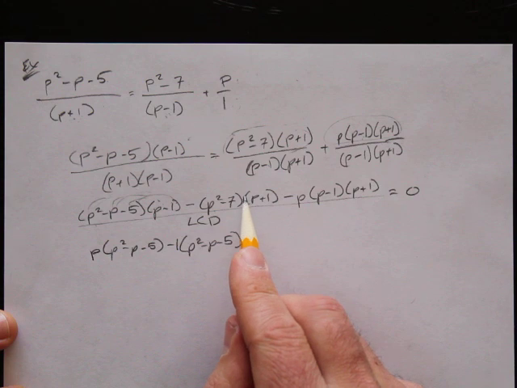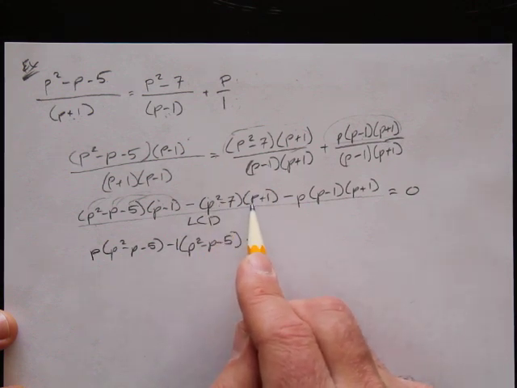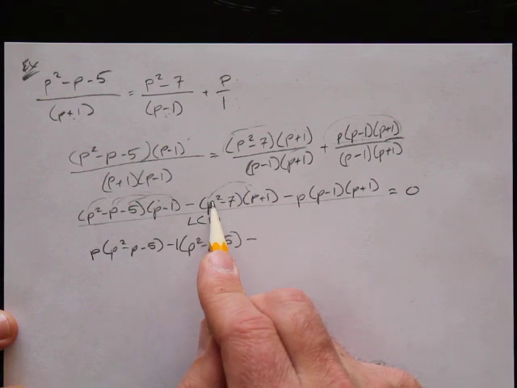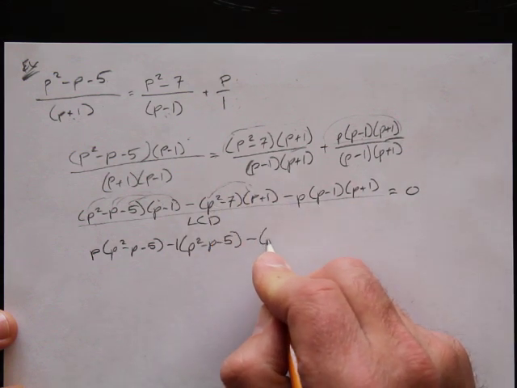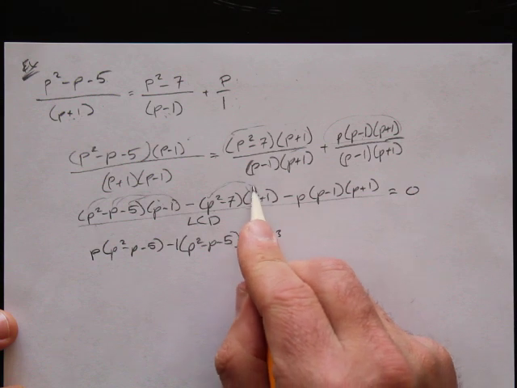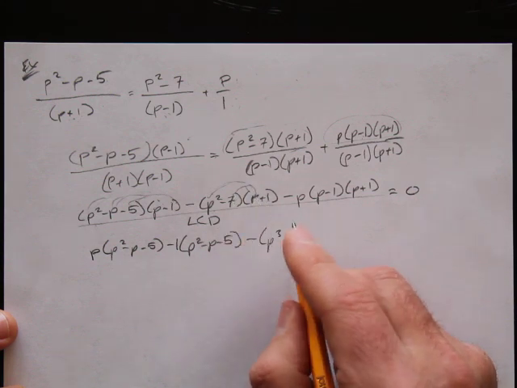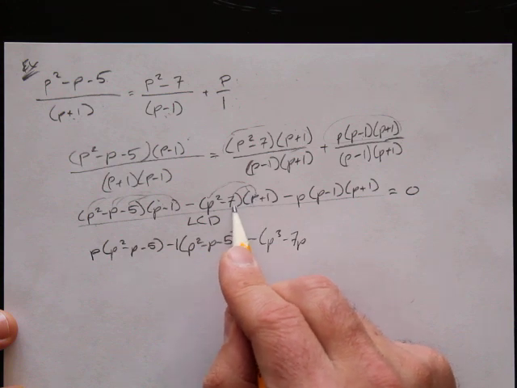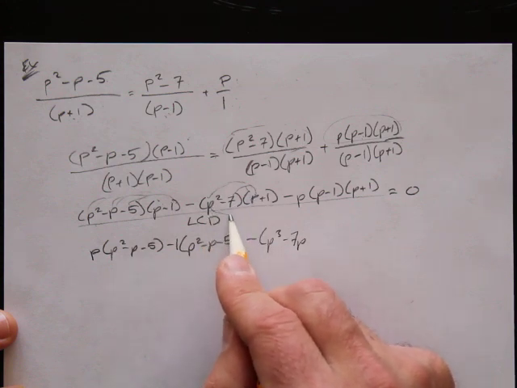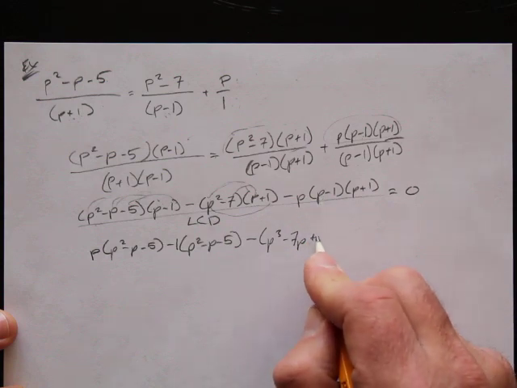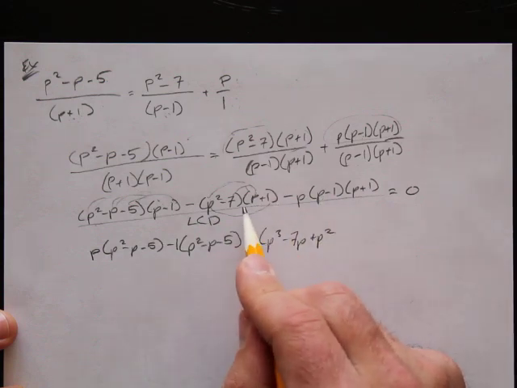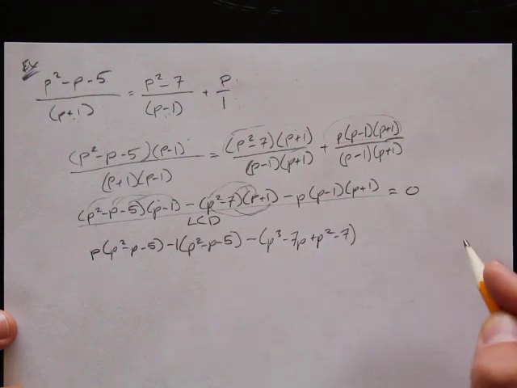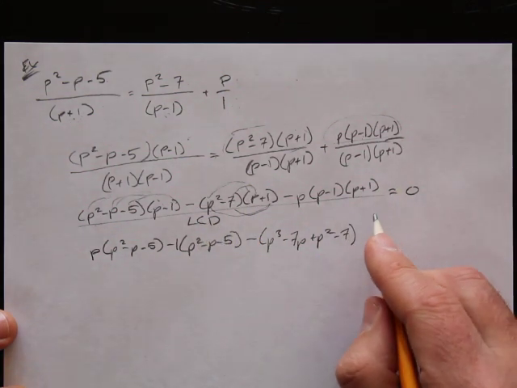Minus, now we're going to have to FOIL this mess. So we've got p times p squared is p cubed. Negative 7 times p is negative 7p. Let's see here, p squared and 1, that'll get me positive p squared. And then I'm just missing negative 7 times 1, and that'll get me negative 7. Okay, that mess is done.